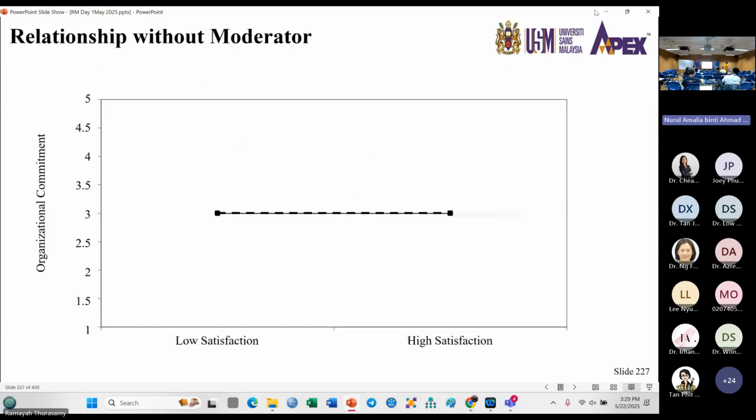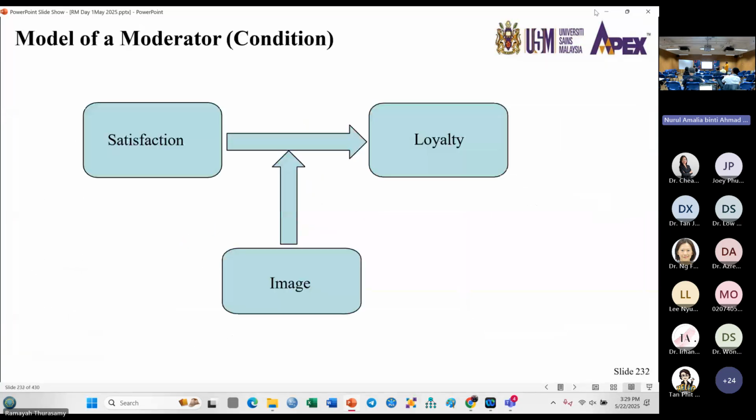Okay. And this is how you draw the model, right?